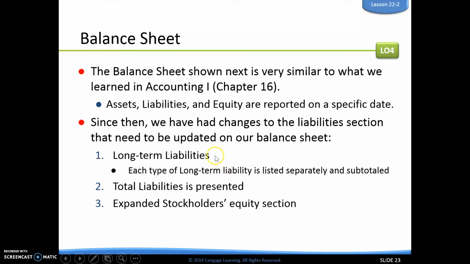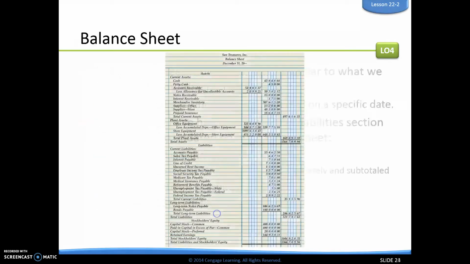We need to introduce our long-term liabilities. Mainly what we do here is we list each type separately, and then we subtotal them. Also, that means that because we had current liabilities before and now we have long-term, we need to have a total liabilities that needs to be presented. And then we also have that expanded stockholders' equity section with the addition of our paid-in capital in excess of par, common, and also preferred stock.